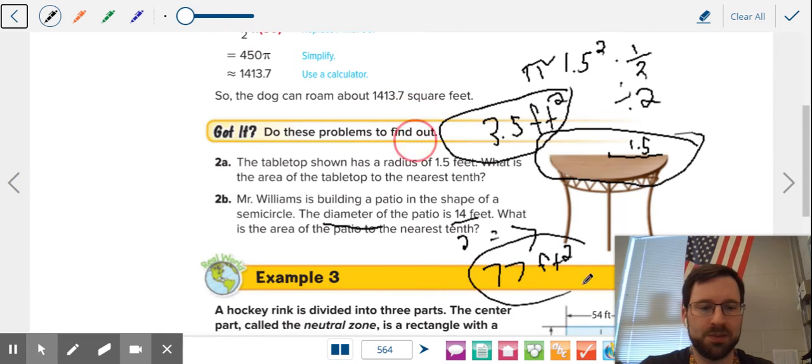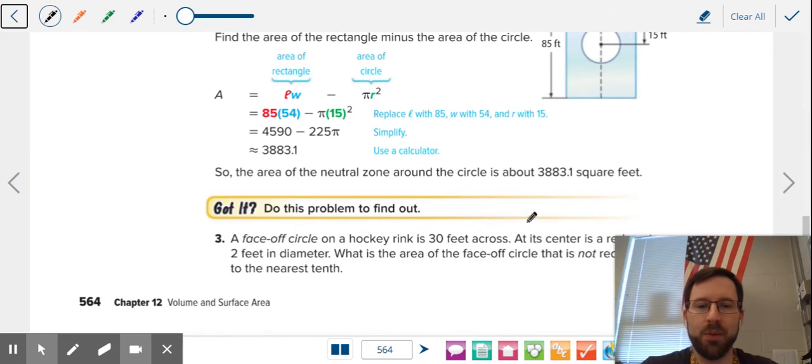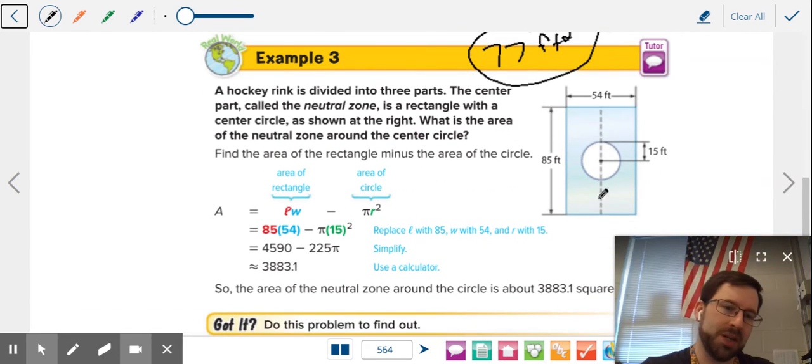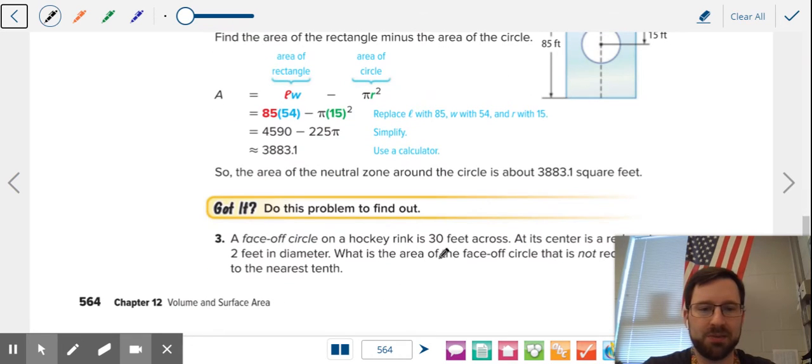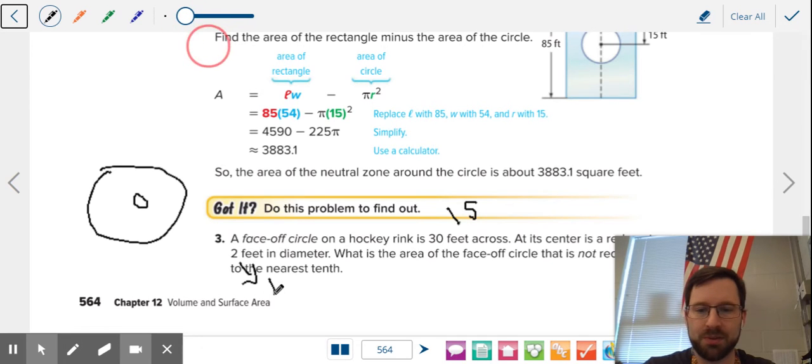whole feet squared. All right, now what do you do if you have a problem like this where you have a shape cut out of another shape and you just want the shaded area? So in this case, we have a circle, and inside the circle is another circle. So the first circle is 30 feet across, so we want the radius. The second is 2 feet across, we want the radius.